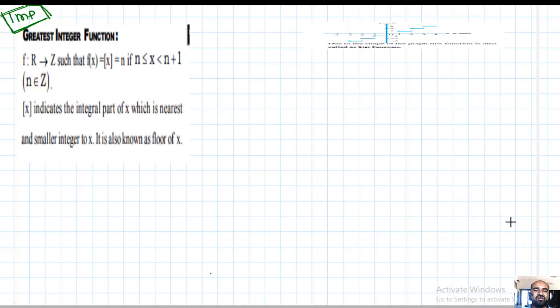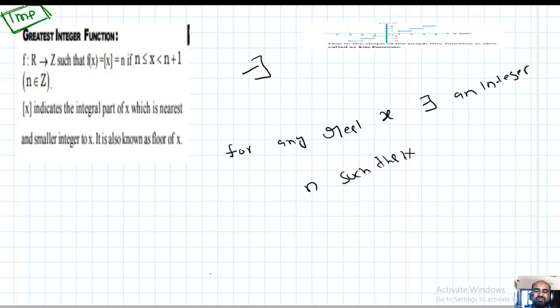Now I want to write the actual definition. x is any real number. Listen all of you. For any real x, there exists (the symbol in mathematics read as "there exists") an integer n such that n is lesser than or equal to x, which is less than n plus 1. Such n is called the greatest integer of x.